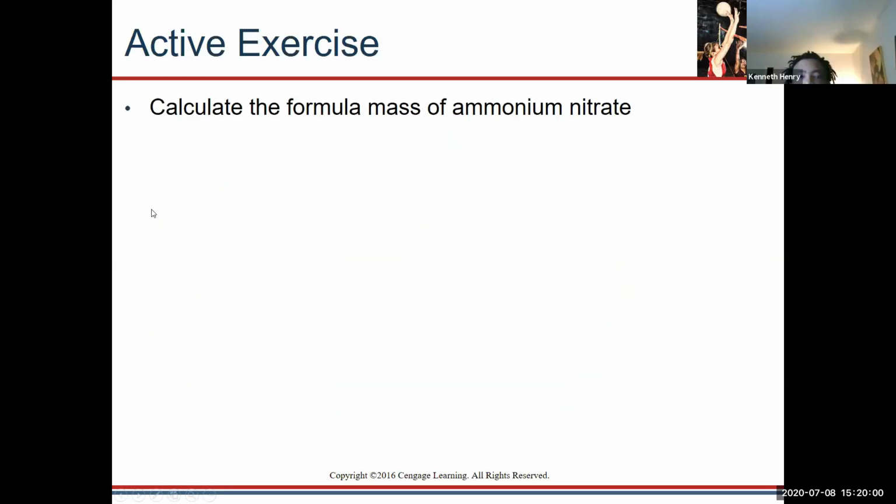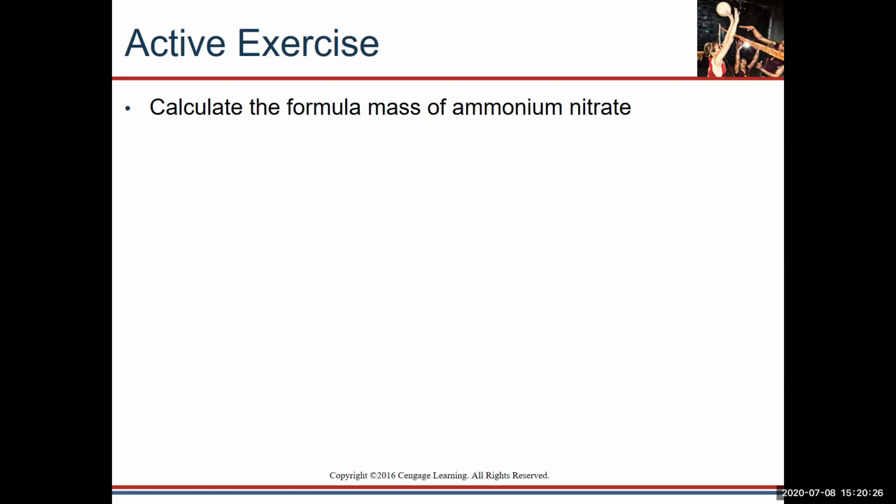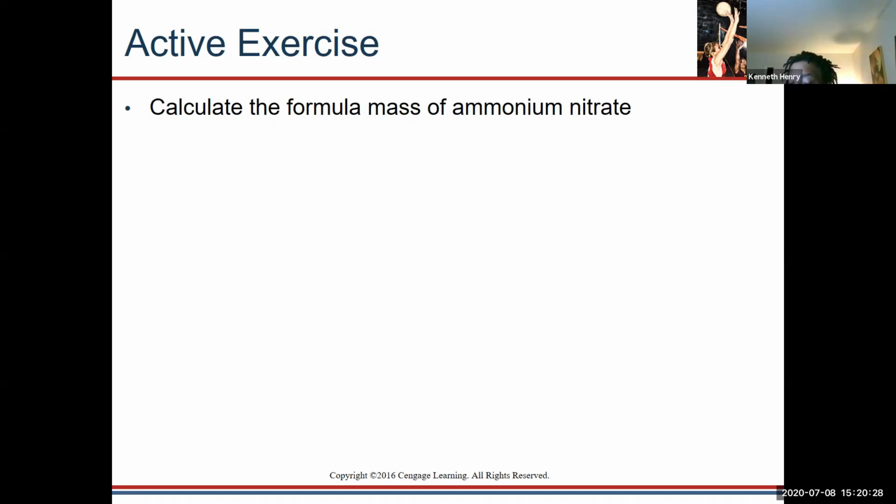Okay, so now I want you guys to calculate the formula mass of ammonium nitrate. Now, the very first rule of chemistry, very first rule of Fight Club, you ready? You want to make sure that you can identify the formula, right? If you don't know what it is, how can you calculate the formula mass? So can you give me the chemical formula for ammonium nitrate?